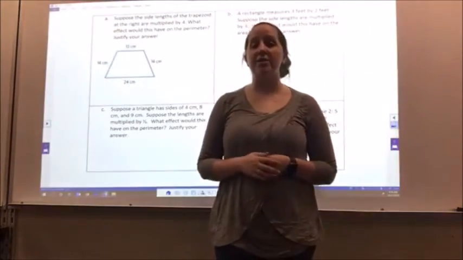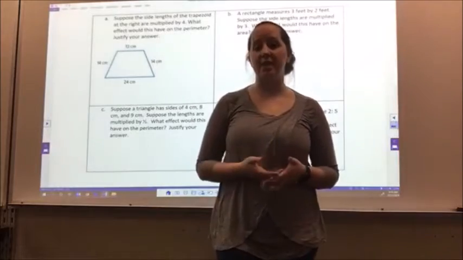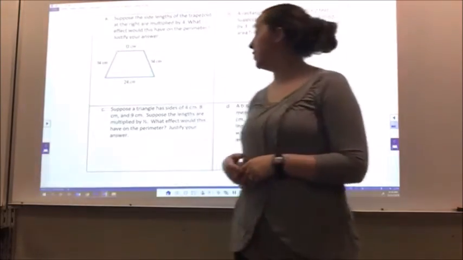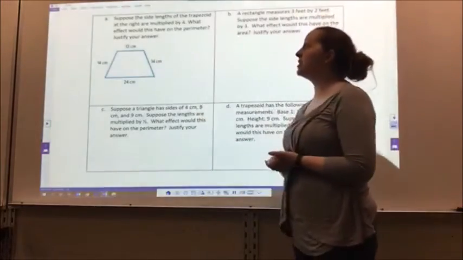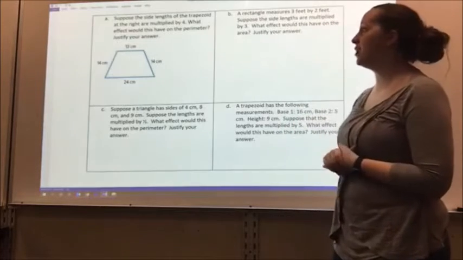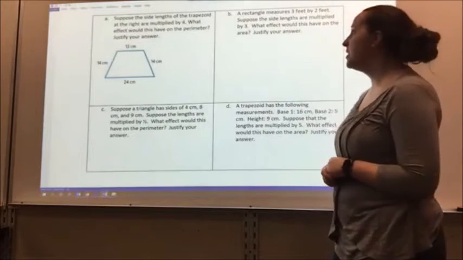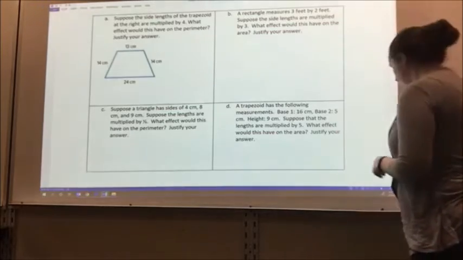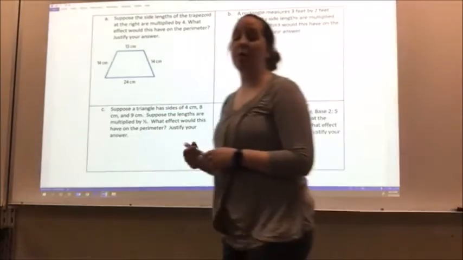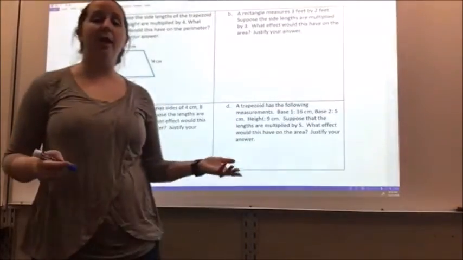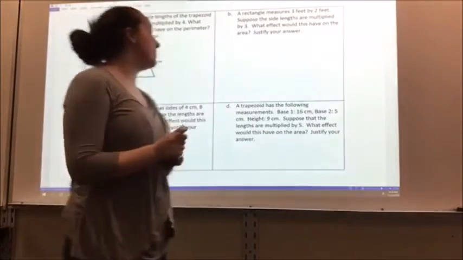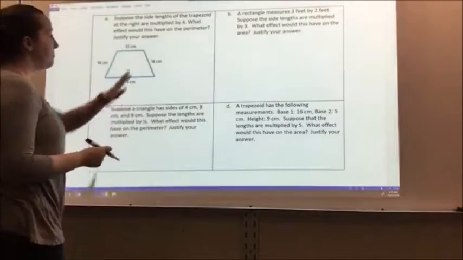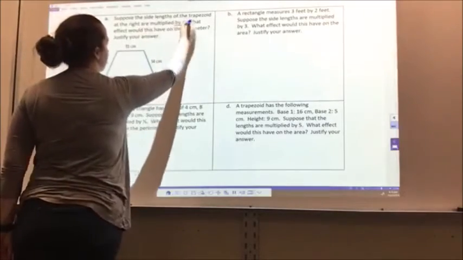Alright, now that you've had a chance to try out the try it problems, let's go over the answers together. So, for the first one, letter A, I have suppose the side lengths of the trapezoid at the right are multiplied by 4. What effect would this have on the perimeter? Justify your answer. Okay, so we already said that when we have a perimeter, we're multiplying it by whatever we want it to be multiplied by. So it's multiplied by 4, so that's my change in dimension.